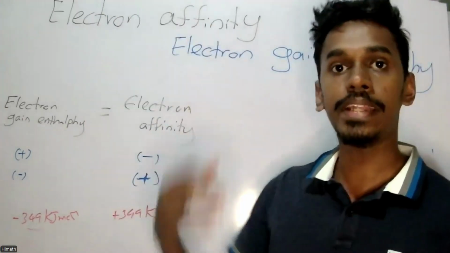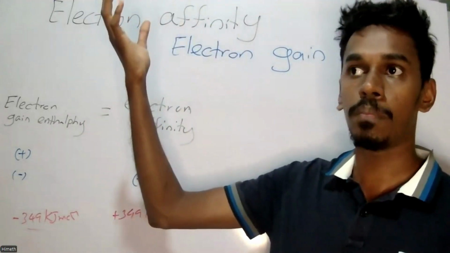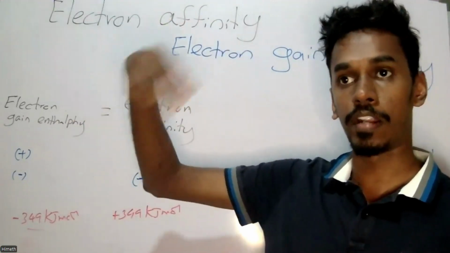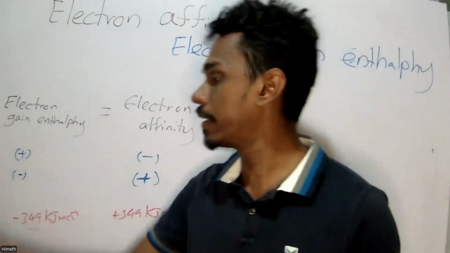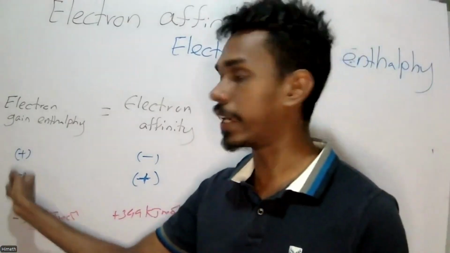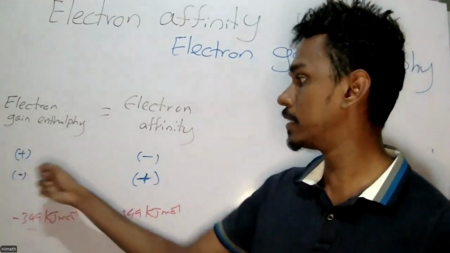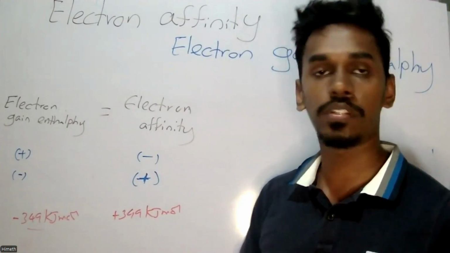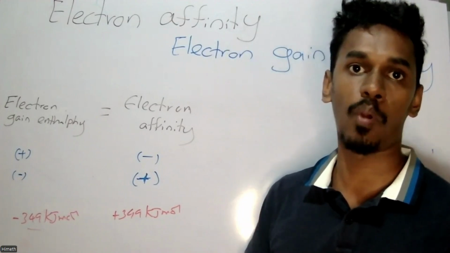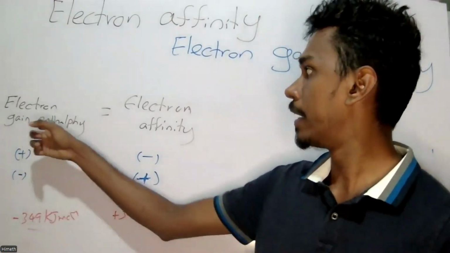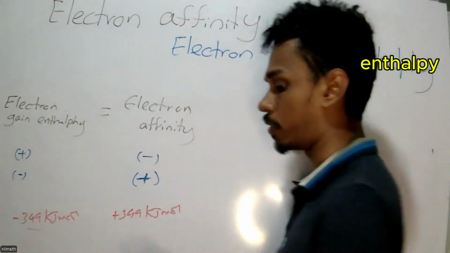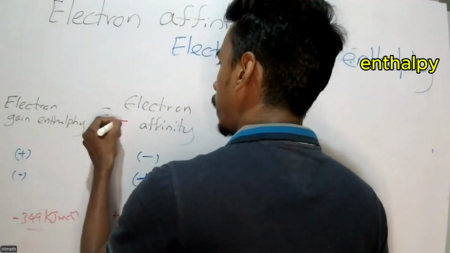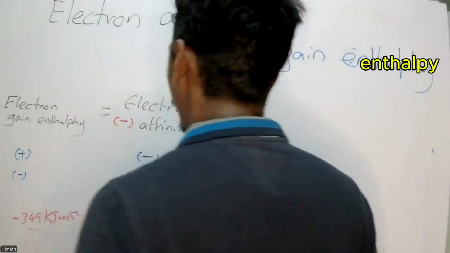But in electron gain enthalpy, we talk about released energy. We know if an atom releases energy, then it has a negative sign. So that's the difference between these two. That's what you have to understand. It is not a big thing, but a lot of students take it wrongly. They think electron gain enthalpy equals electron affinity. No, it's not equal. The electron gain enthalpy is equal to the opposite sign of the electron affinity.